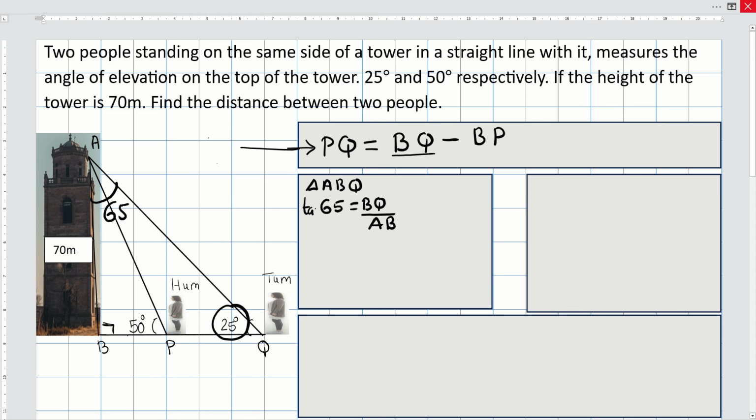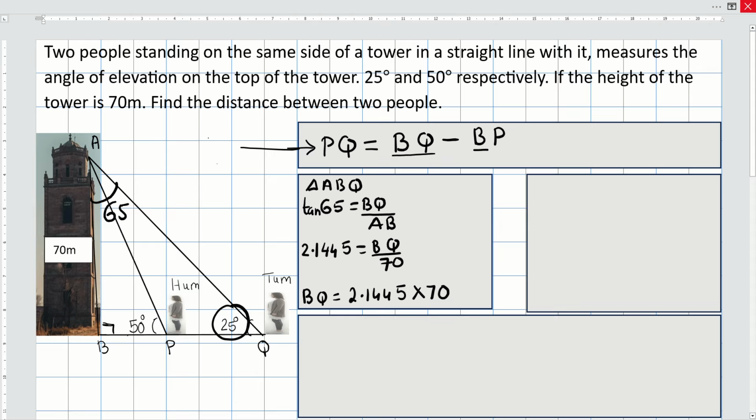Fine. What is the value of tan 65? You have to find it from the table, that is 2.1445 is equal to BQ upon AB. What is AB, students? AB is 70, which is the height of the tower. So here BQ is equal to 2.1445, which you found from the table, into 70. Now I won't do any calculation over here. I will leave it as it is. So here I have found BQ.